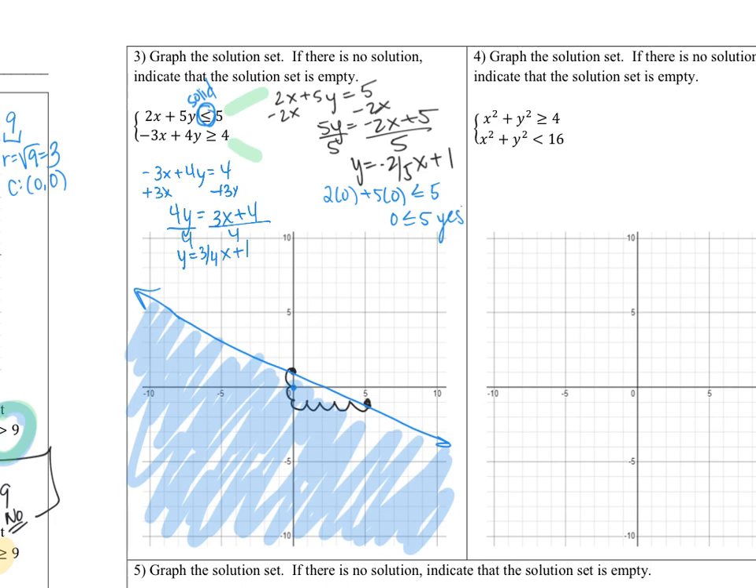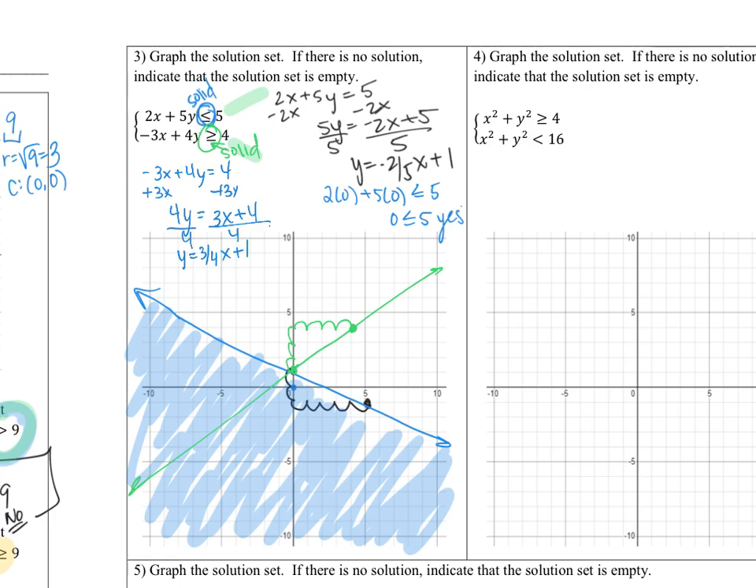This is shifted up 1, so I'm at 1, and then it has a positive slope, 1, 2, 3, 1, 2, 3, 4. And this is a solid line also. And I know that because of that equal to. And then I need to decide on my shading.